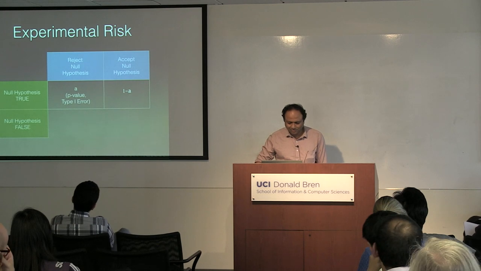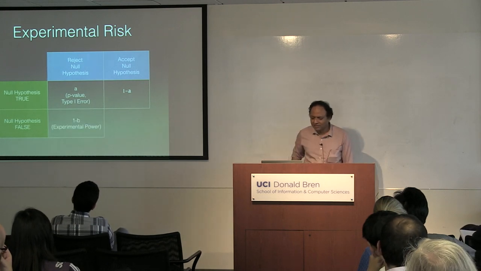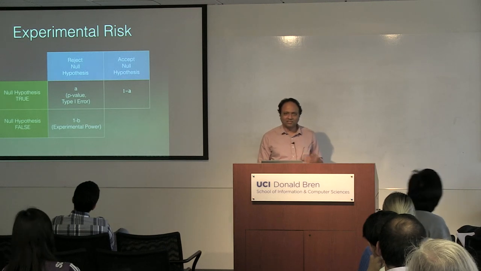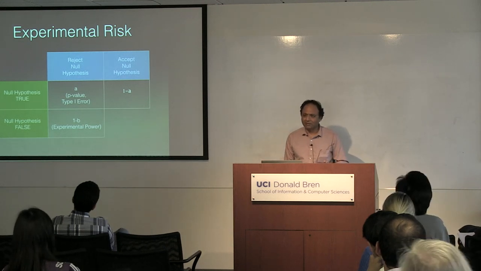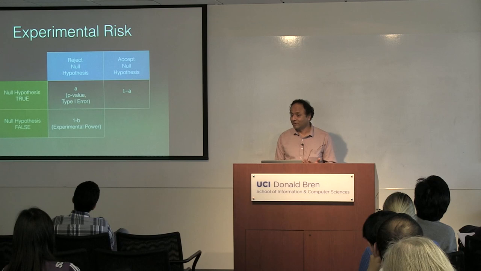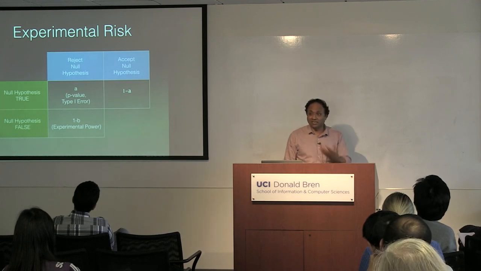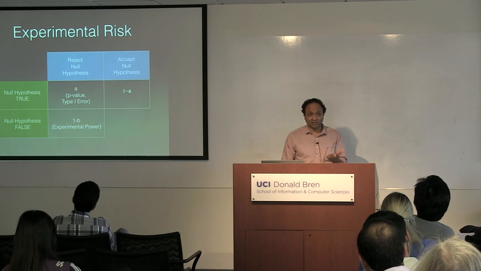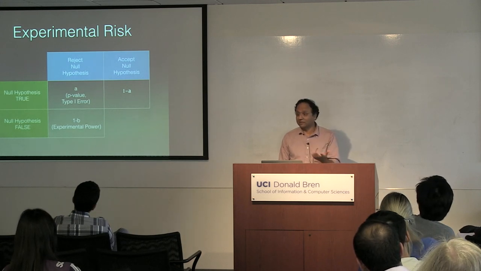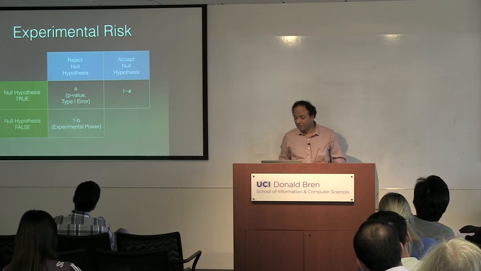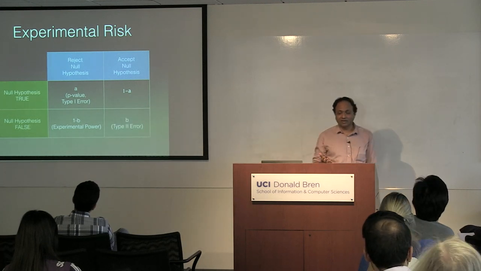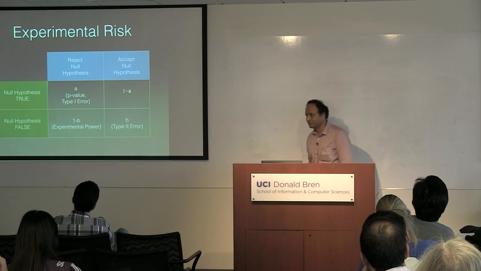This relates to experimental power. When there's something there to be found, you really want to find it. If there really is an effect, you want to be able to detect it. So if, for example, static typing is really better than dynamic typing, you'd like your experiment to actually see it. That's experimental power. And the opposite of that is what we'll call a type two error, when there is something there but you fail to find it.